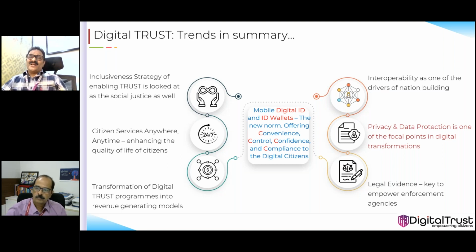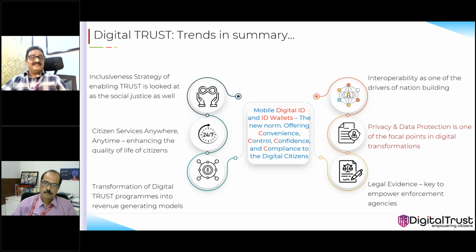And then once trust is enabled in a given country, how do we make sure that cross-border trust is exchanged, while allowing the independent countries to do whatever they want to do? Of course, they need to do things as per the standards. So in summary, mobile digital ID and ID wallets are the new norm, offering convenience, control, confidence, and compliance to the digital citizens. It needs to be done properly.